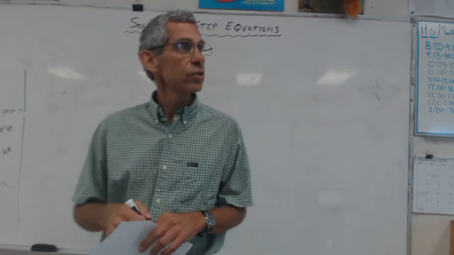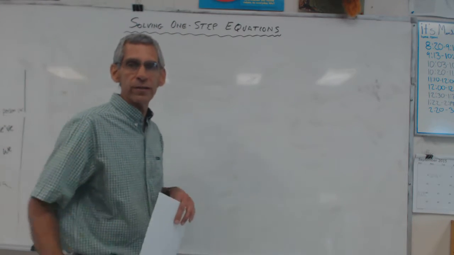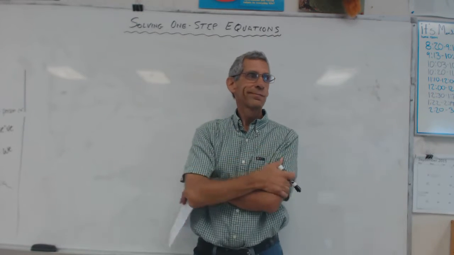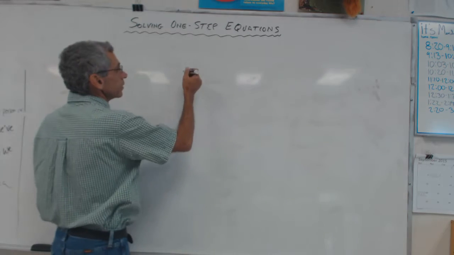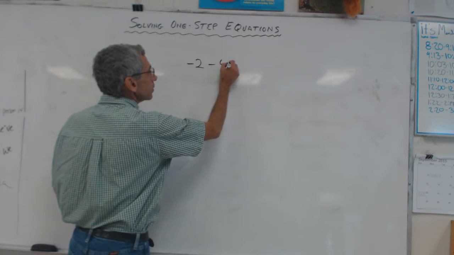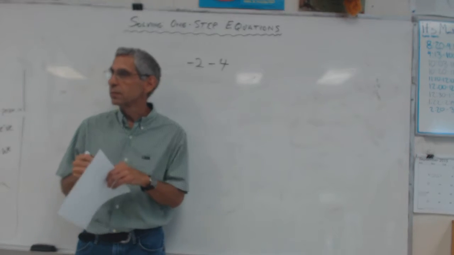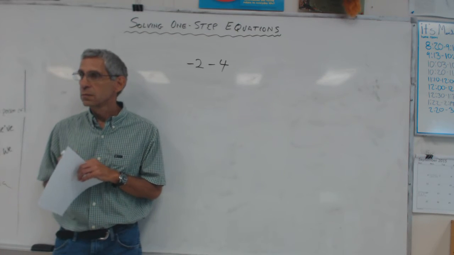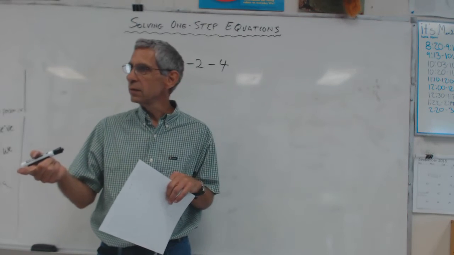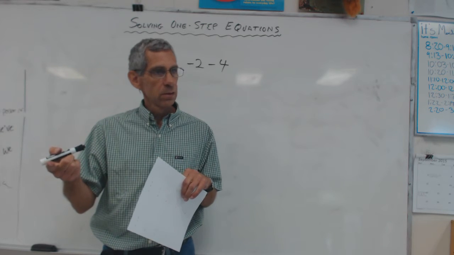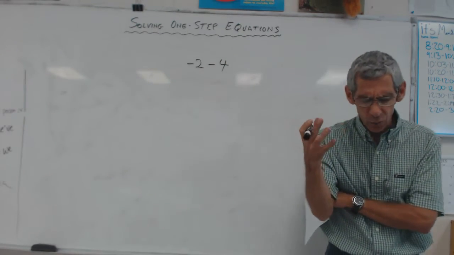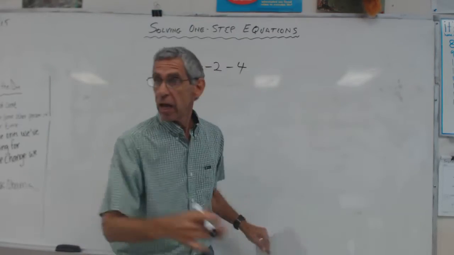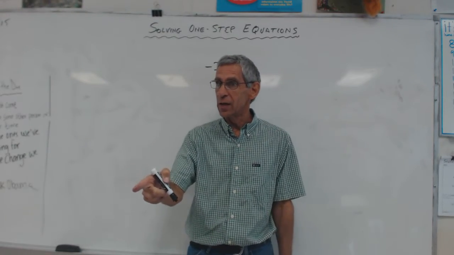So before we begin, we should talk about a one-step equation. What is an equation, first of all? Okay. 4 plus 3. Is that an equation? Well, no, it's not. You need to have an equal sign. Do you have to have an equal sign in an equation? Well, you kind of do. Equation, equal. You do have to have an equal sign in an equation.